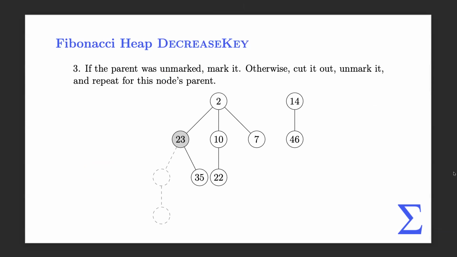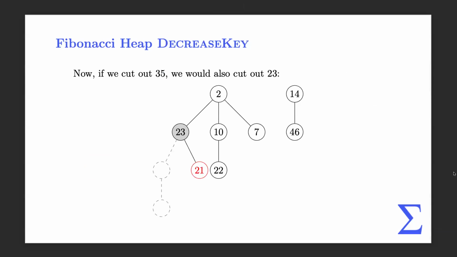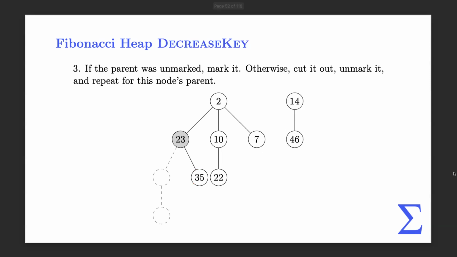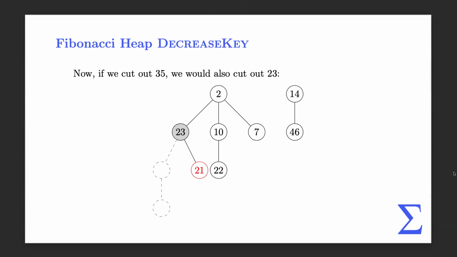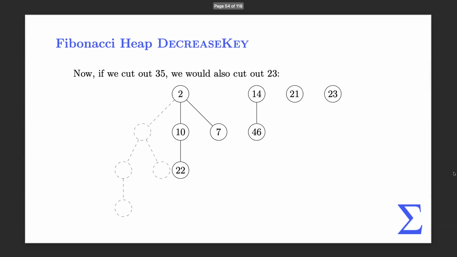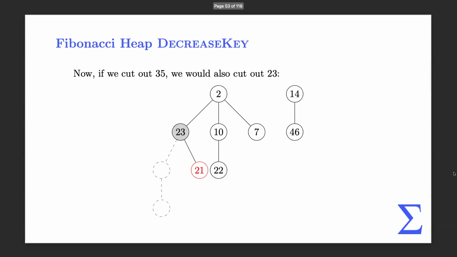So if the parent was unmarked, which was the case here, you just mark it and you're done. But if we were to decrease 35 to 21, then 21 is less than 23, so we have to cut out 21 and 23 because 23 is marked. Once it's marked, that means you can't remove another child without cutting it out, basically. So you cut out 21 and you cut out 23.